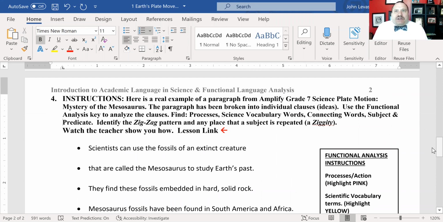Here is a real example of a paragraph from Amplify, grade 7, science, plate motion, mystery of the Mesosaurus. The paragraph has been broken into individual clauses, ideas. Use the functional analysis key to analyze the clauses. Here's your analysis key over here on the right. Find processes, science vocabulary words, connecting words, subject and predicate. Identify the zigzag pattern and any place that a subject is repeated, a ziggity. Watch your teacher show you how.